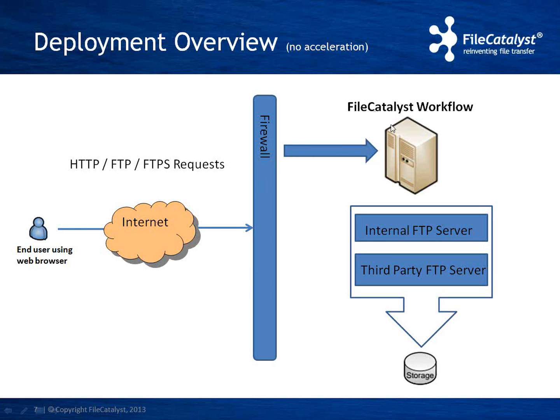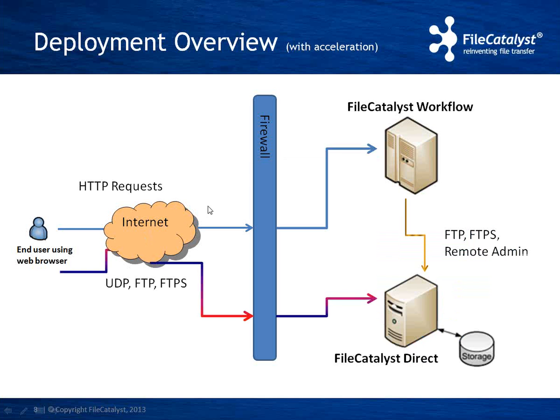And then FileCatalyst Workflow receives all these requests, and this is where it translates the request to either its own internal FTP server, or it can go to a third-party FTP server. So if you have another FTP server somewhere else on your network, it can talk to it. And those servers make the files available on storage, and either the file is going to be uploaded via FileCatalyst Workflow through the internal FTP server to the storage, or it can go the other way. It can be downloaded. Files can be grabbed from the storage and brought to the user. So this is the traditional FileCatalyst Workflow deployment without acceleration.